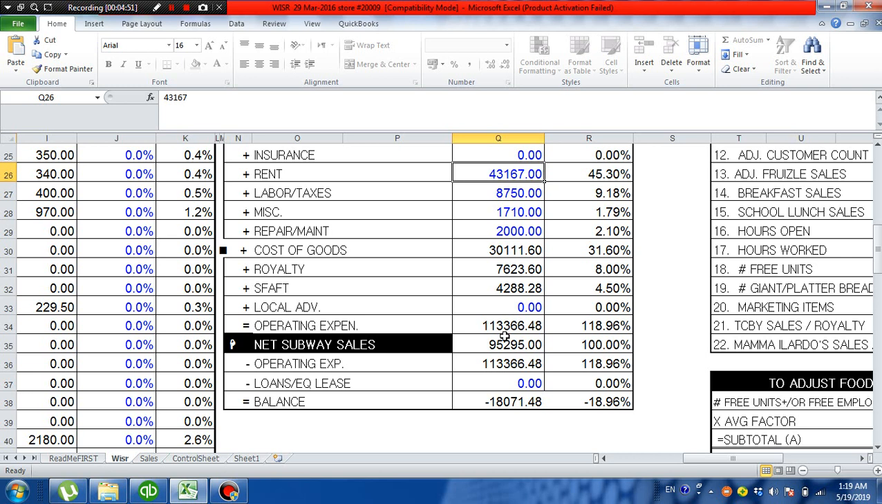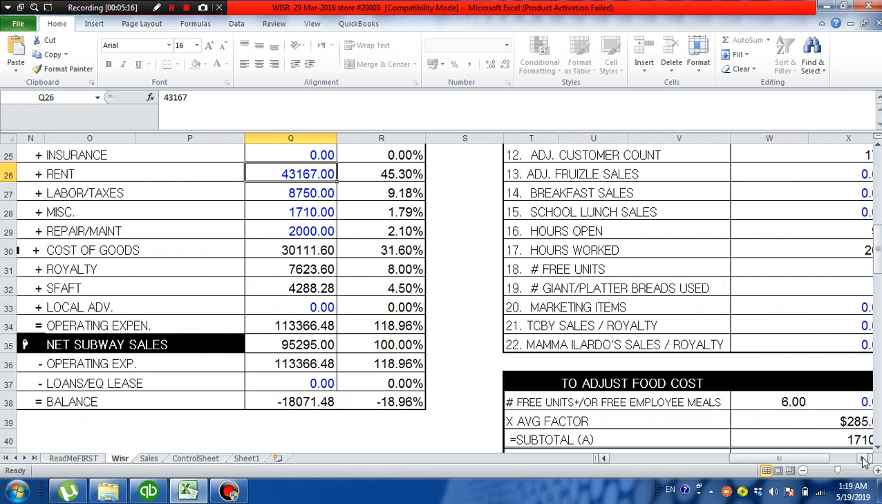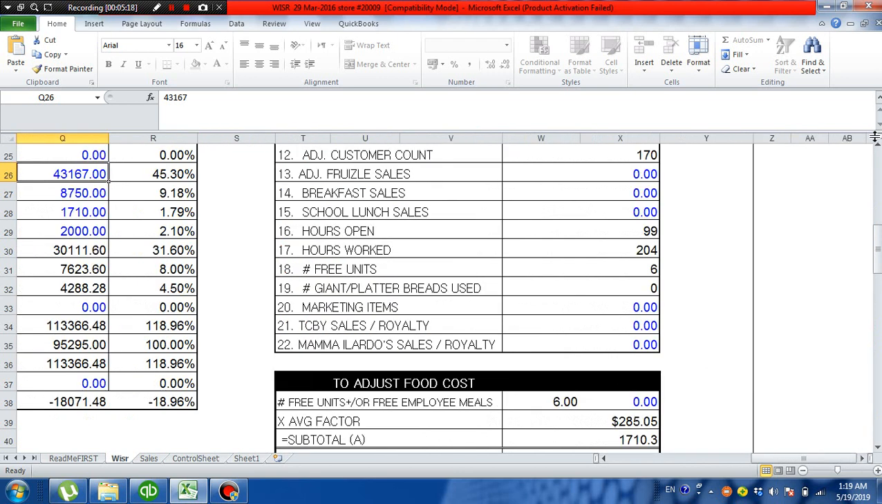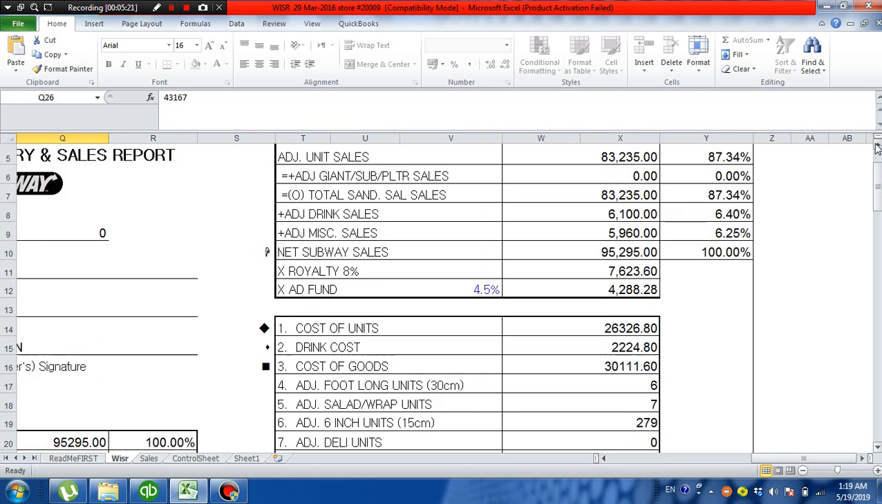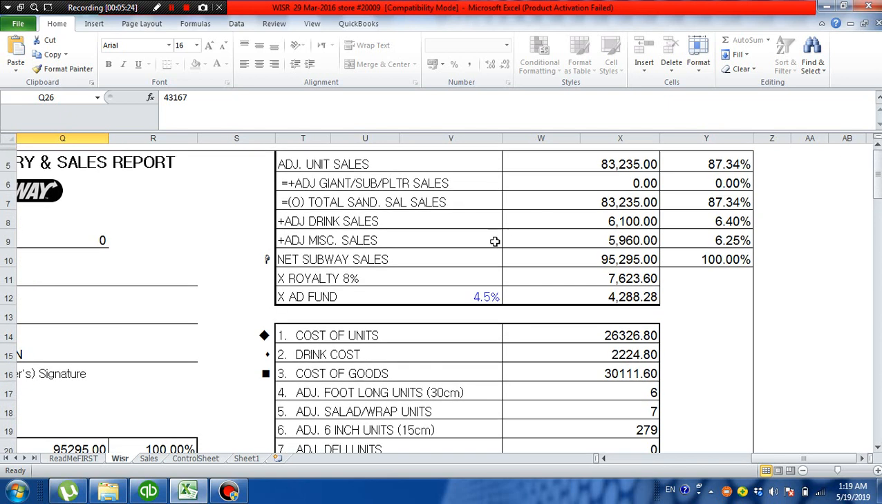Look at this cost of goods, and here is the royalty. Look at this royalty 7623, and advertisement fund. These two amounts, every franchise is bound to pay, 7623 and 4288 every week. So I explained this document to clarify that I did not make the inventory item in this course, and this is the reason why we did not make the inventory item in the QuickBook, since we are already making them here.